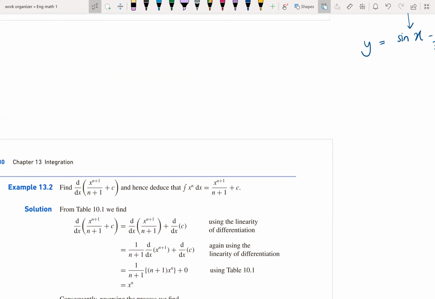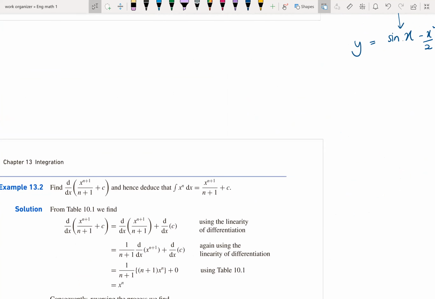Okay, next. Okay, so we will look for this one. Oh, forgot to read the question. Okay, so find the differentiation, the derivative of this function, and hence deduce that the integration of xⁿ dx is equal to this one.